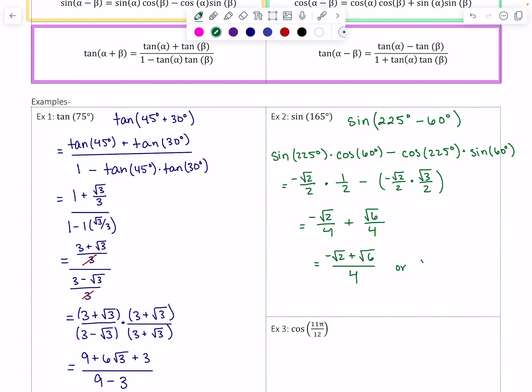Or if you wanted to rearrange some things, I think it looks a little bit nicer if you put that square root of 6 out front. But either one of these are okay. And as a reminder there, we of course cannot combine those because you can't add different radicals.